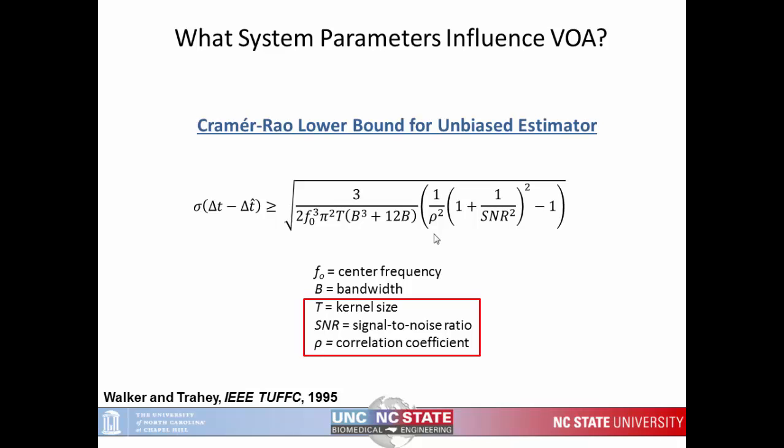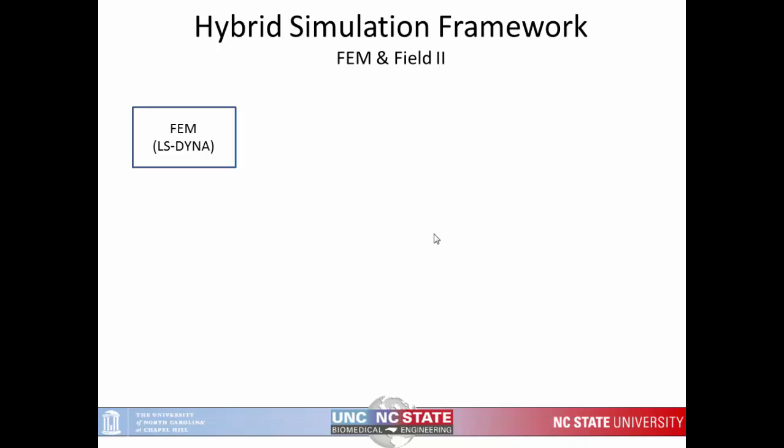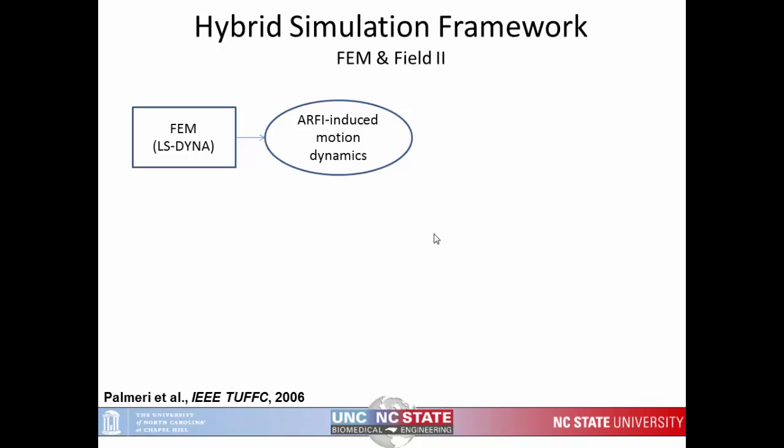For the purpose of this study, we're going to focus on kernel size, SNR, and correlation coefficient, keeping the other 2 parameters constant. The overall hypothesis, of course, is that by adjusting system parameters, we can optimize hemorrhagic blood detection by increasing the difference in VOA between soft tissue and blood. To test this hypothesis, we developed a hybrid simulation framework based on the LS-DYNA FEM-based package that was developed at Duke by Mark Palmieri and his colleagues.